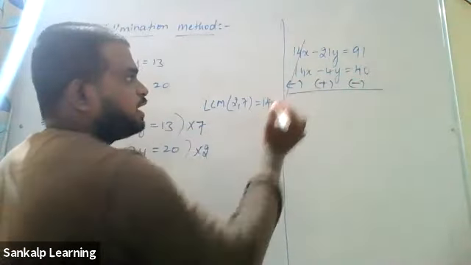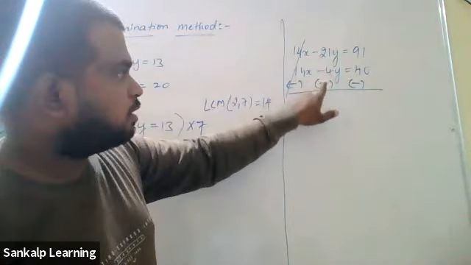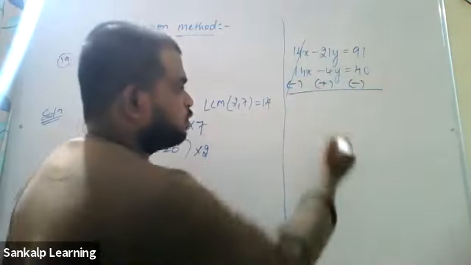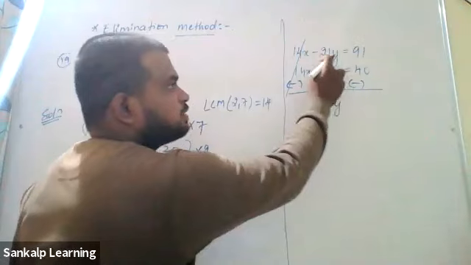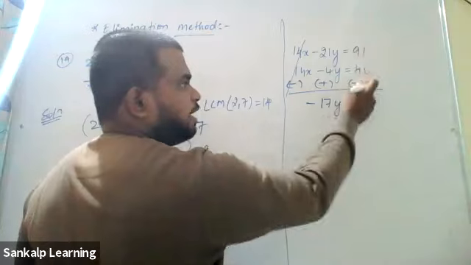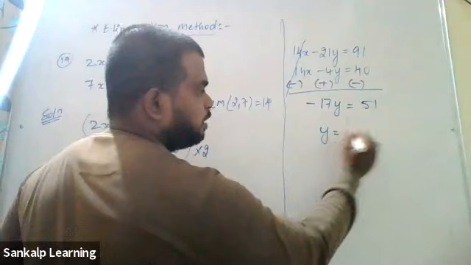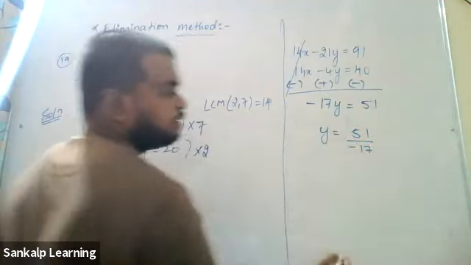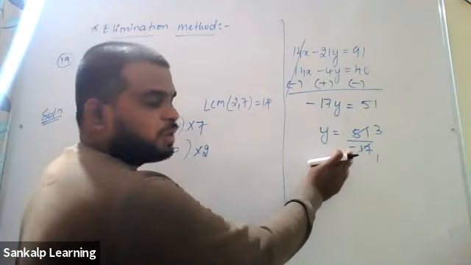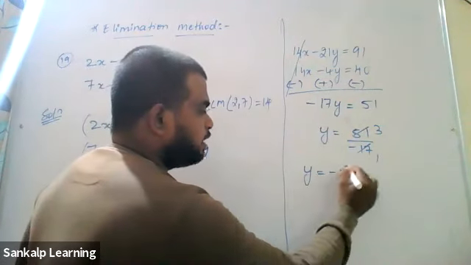So plus 14x minus 14x gets cancelled. Be careful. Here it is negative sign. The new sign is positive. So both are different sign. You must subtract it. 21 minus 4 is 17. 21 is the bigger number. It has got negative sign. So minus 17y equal to 91 minus 40. 91 minus 40 is 51. Therefore, y is equal to 51 by minus 17. 17 threes are 51. Many classes I've already told you, you can get the negative sign in the denominator to the numerator. Doesn't matter. So y is equal to negative 3.